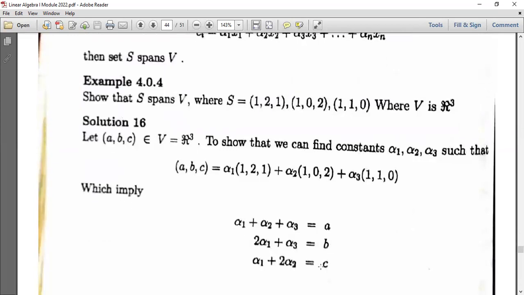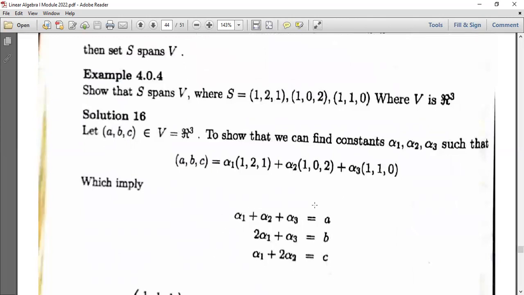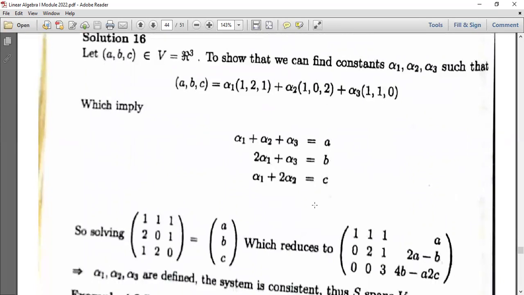We simply need to form the equations like we did before. And we need, if this system here is consistent, then it means we can find these constants, and it means every vector in V can be written as a linear combination of elements from the spanning set.